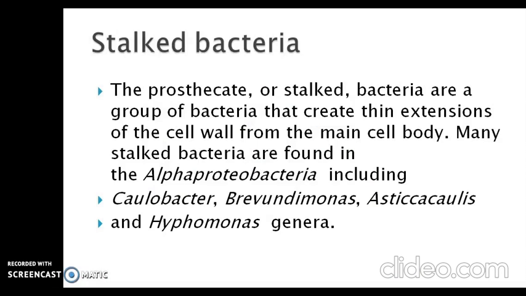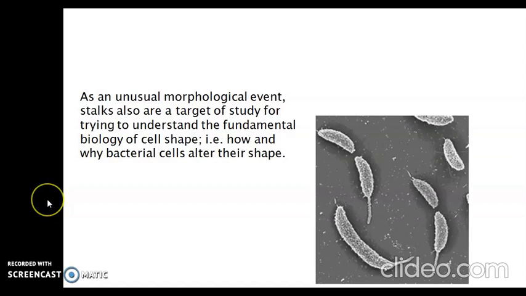The stalk bacteria or prosthecate bacteria are a group of bacteria that create thin extensions of the cell wall from the main cell body. Many stalk bacteria are found in the alpha Proteobacteria including Caulobacter, Brevundimonas, Asticcacaulis and Hyphomonas genera. As an unusual morphological event, stalks also are a target of study for trying to understand the fundamental biology of cell shape, that is, how and why bacterial cells alter their shape.